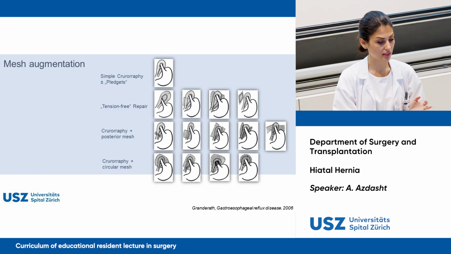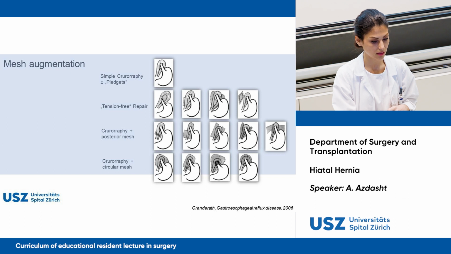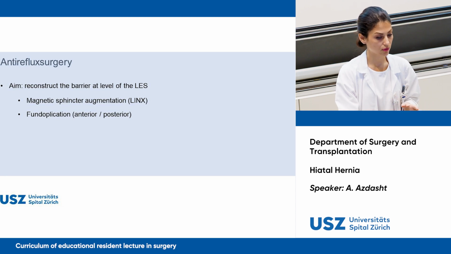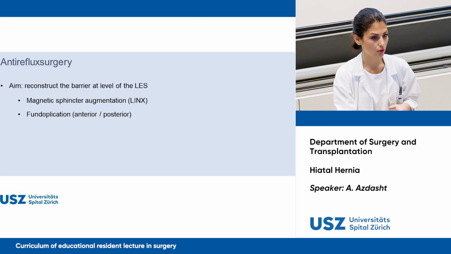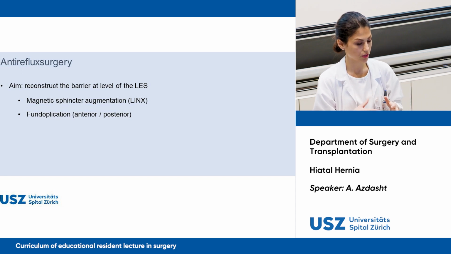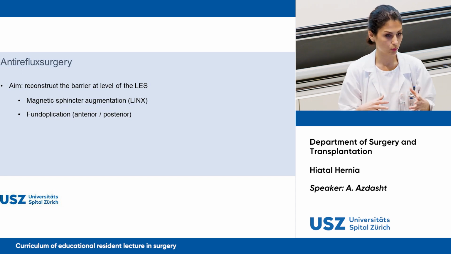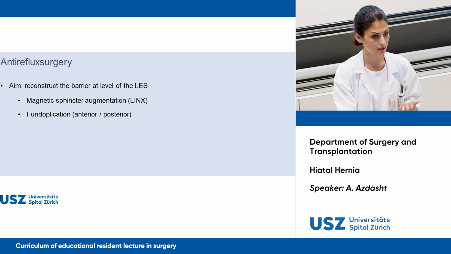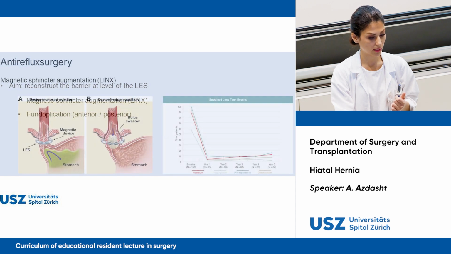There are different types of the mesh augmentation, just here for you to take a glimpse at. And then we also do the anti-reflux surgery. The aim here is to reconstruct the barrier at the level of the lower esophageal sphincter, because we said that we have a weakening there. We can do a magnetic sphincter augmentation with LINX, and we can also do a fundoplication.